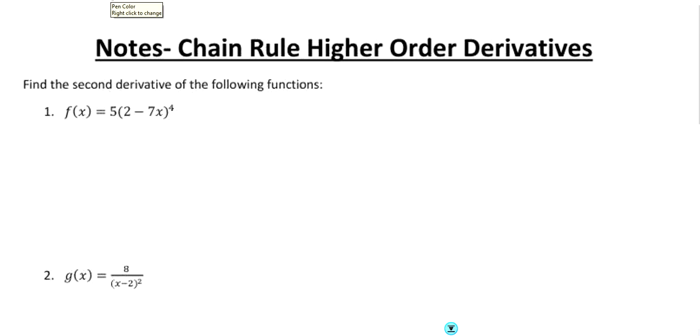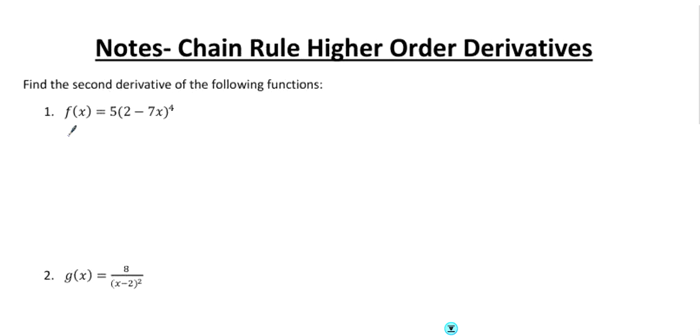Okay, now I have f of x equals 5 times 2 minus 7x to the fourth power. Technically, if I wanted to, I could sit here and distribute 2 minus 7x 4 times and find the polynomial and take the derivative of that one twice. But it's going to be much easier if we just do chain rule. Okay, now I'm going to use inside-outside rule on this.